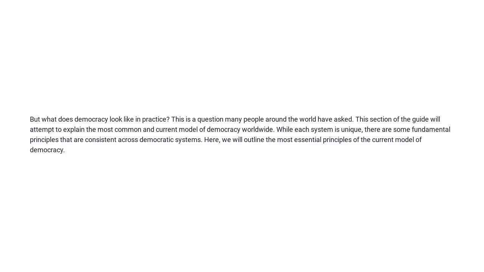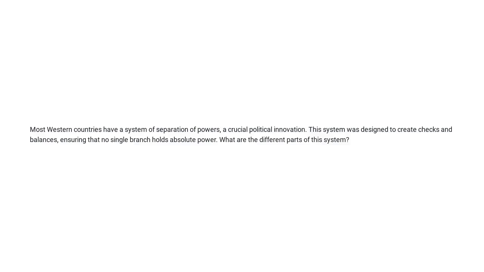While each system is unique, there are some fundamental principles that are consistent across democratic systems. Here, we will outline the most essential principles of the current model of democracy. Let's begin with the separation of powers. Executive, legislative, and judicial powers. Most Western countries have a system of separation of powers, a crucial political innovation. This system was designed to create checks and balances, ensuring that no single branch holds absolute power.